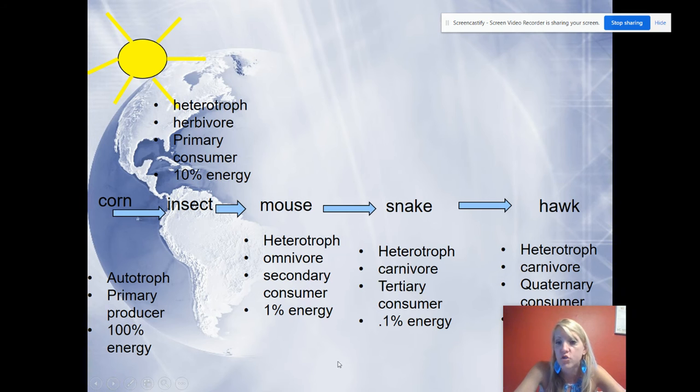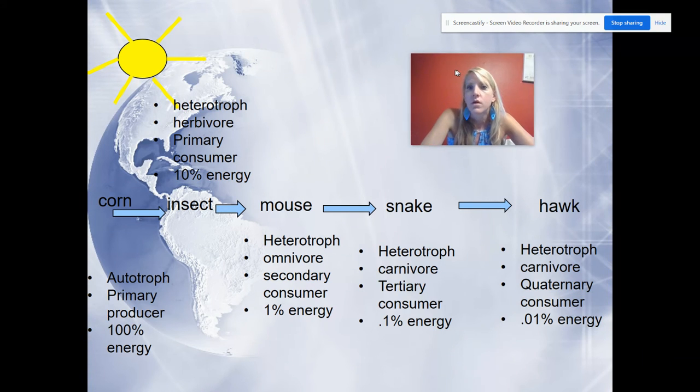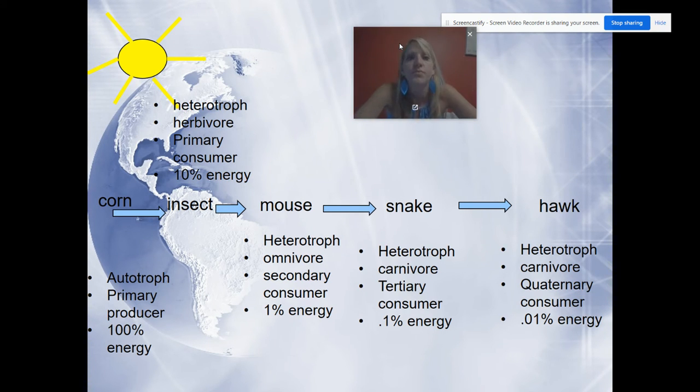Okay, so normally I draw this on the whiteboard, but I thought I would type it out so that I wouldn't have so many words on a page. Okay, so you have the sun, right? The sun starts all food chains because the energy is given to the producers, the photosynthetic autotrophs, okay?